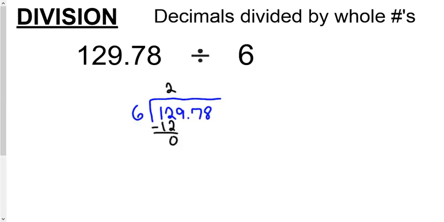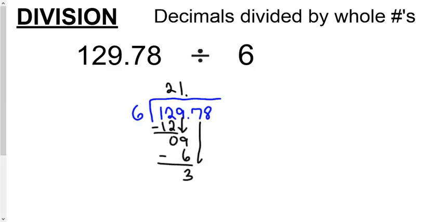So 12 minus 12 is 0, and we pull down our 9. Does 6 go into 9? Yes, it does. Notice I put my 1 right over my 9. I put my 2 right over the 2 in the 12. So that's very important. We've got 3 left over. See this decimal sign? Place it right above it.